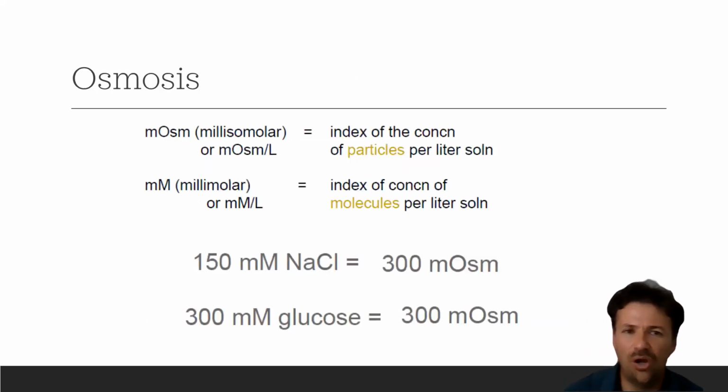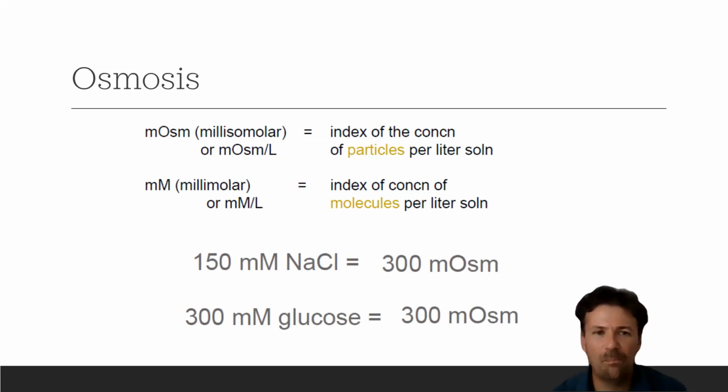Now, just building on this concept a little bit, we can talk about milliosmoles and millimoles, and there is a slight difference. The milliosmole is the index of the concentration of particles per liter of solution. So if you have 150 millimoles of sodium chloride, that splits up. When you dissolve sodium chloride in water, you get an ionized solution of sodium and chloride ions. So 150 millimoles of sodium chloride dissociates to give you 150 millimoles of sodium and 150 millimoles of chloride. And that actually is 300 milliosmoles.